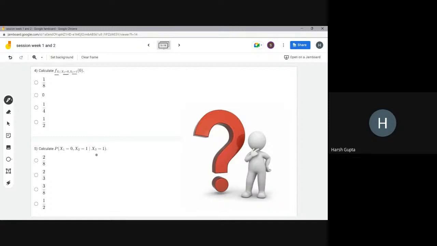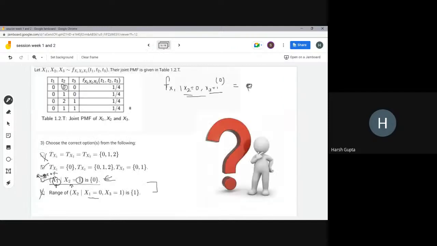Now we have to find the probability that x3 is 1, the constraint is only 1, and we have to find the joint probability for this. X1 is 0 and x2 is 1. Tell me the answer. 1 by 4. Check again. No, 1 by 16?